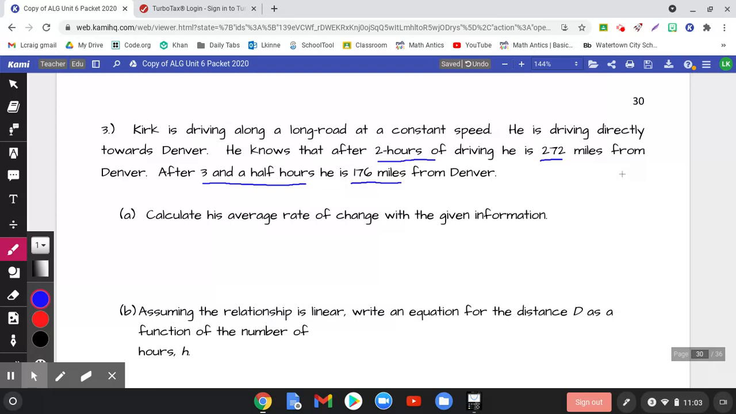Okay, so this one's a little bit different. It wants us to calculate his average rate of change. Remember, another word for that is slope. And you might say, well, how am I supposed to find the slope? I don't have 2 points. Well, you actually do. 2 hours of driving, he's 272 miles.